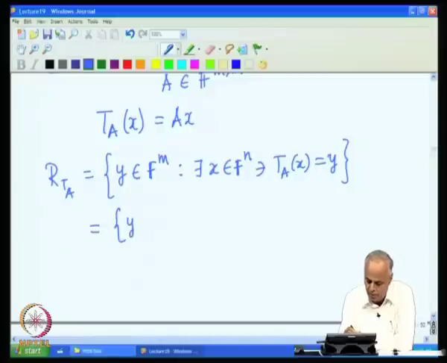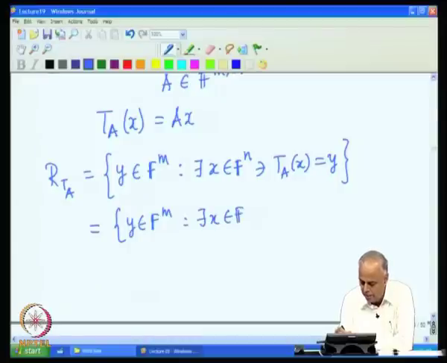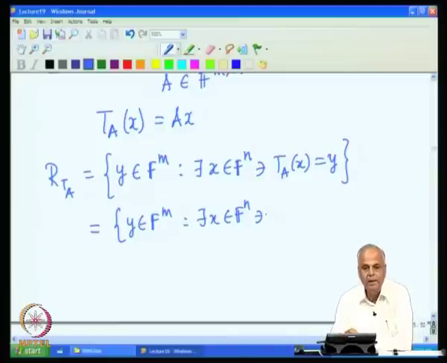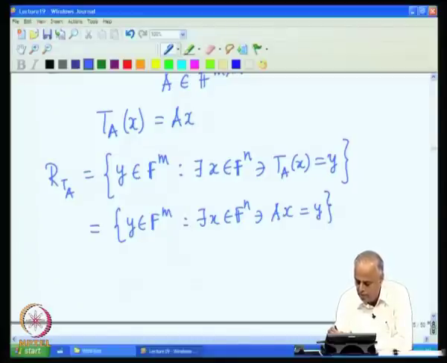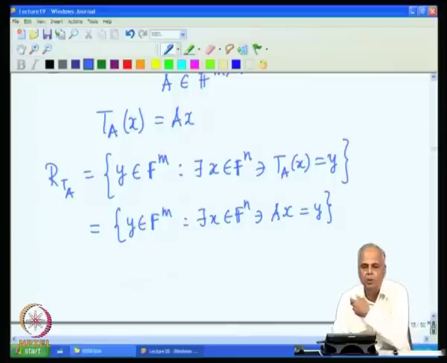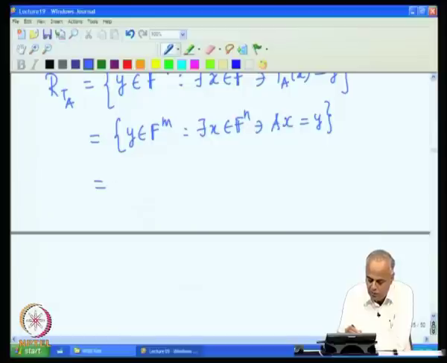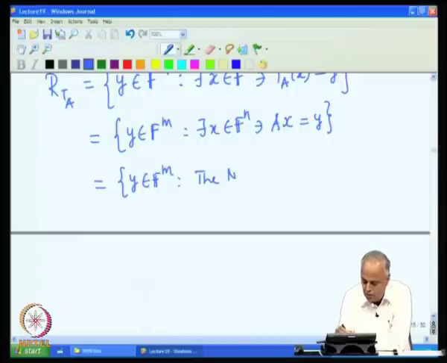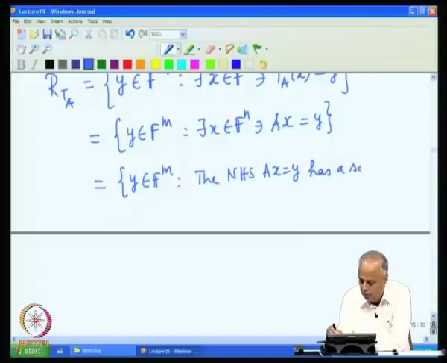This means we are looking at whether there exists an x in F^n such that, but now again T_A of x is multiplying the vector x by the matrix. But this means we are looking at all those y for which the non-homogeneous system has a solution. So, this is the set of all y in F^m such that the non-homogeneous system A x equal to y has a solution, and this is what we call the range of the matrix A.